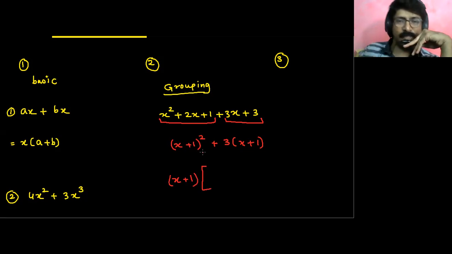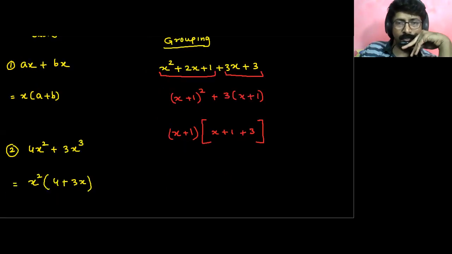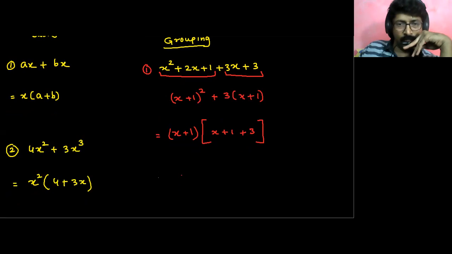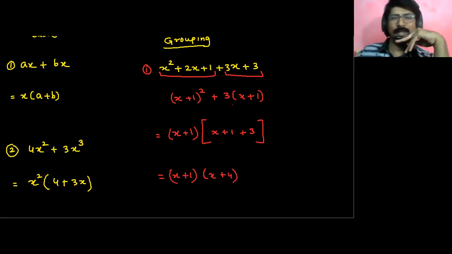If we are taking out common means what? We are dividing basically. We're dividing this term by x plus 1. So x plus 1 would be left over. And from this term, if we take it out x plus 1 common outside, that means what will be left over? Only 3. You understood, guys? So what will be the final answer of this particular sum? Okay, this is sum number 1, you can say. What will be the answer? x plus 1 into x plus 4. You getting it? So this is basically called as grouping.